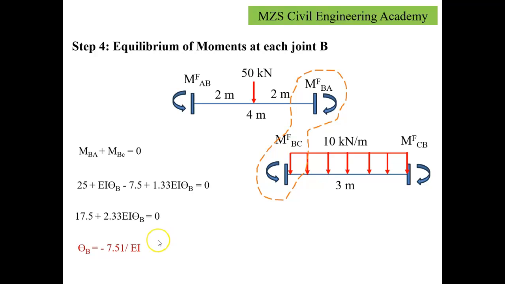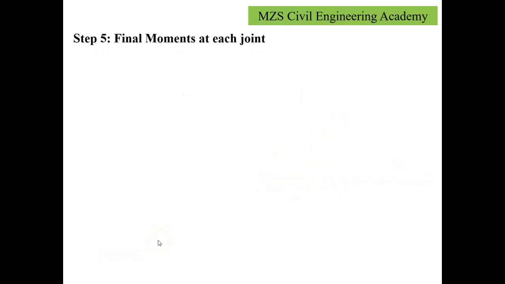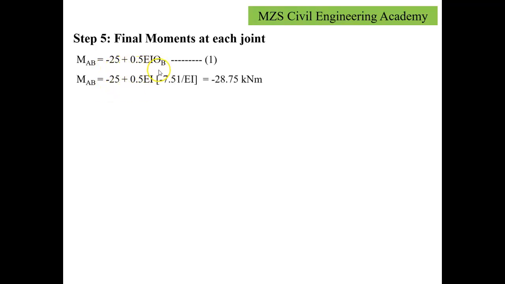Once we got the unknown, we'll back substitute this into the slope deflection equations to get the final moments. The first relation we have is MAB equals minus 25 plus 0.5 EI theta B. If I substitute the value of EI theta B here, minus 7.51 upon EI gets cancelled. What remains is minus 28.75 kilonewton meter. Similarly, I will write for B to A, 25 plus EI theta B. Substituting the value of EI theta B, we'll get the value 17.50 for MBA.